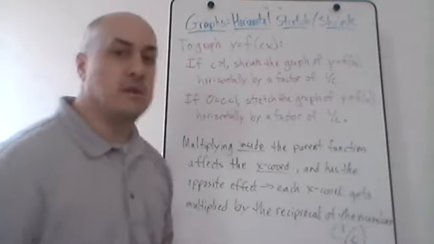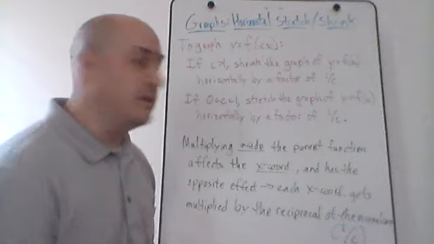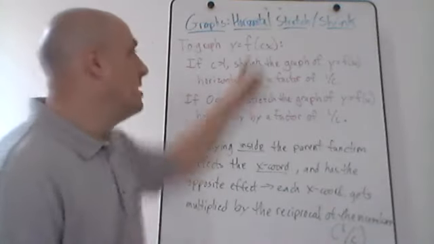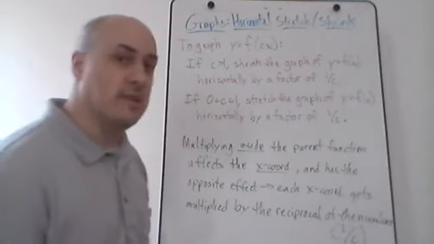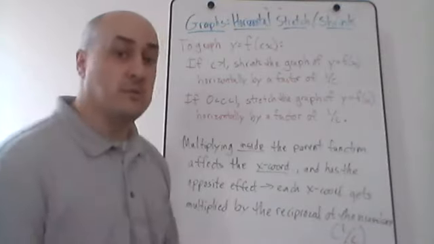But the parent functions are a set of functions that you should know what those graphs look like. You should know some of the points on the graphs. And then we do transformations of those basic parent functions to get the graphs of these other types of functions. And that's what transformations of graphs is all about. But it doesn't work unless you know what the graphs of those parent functions look like.